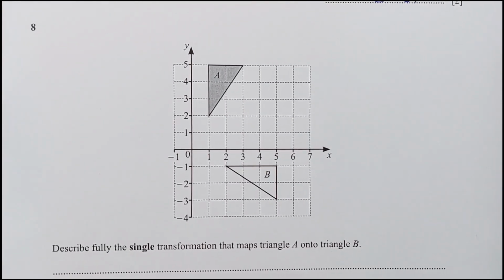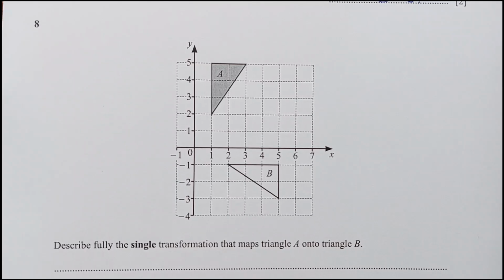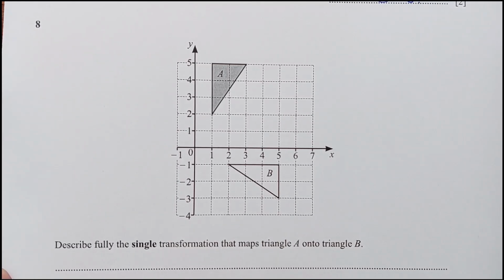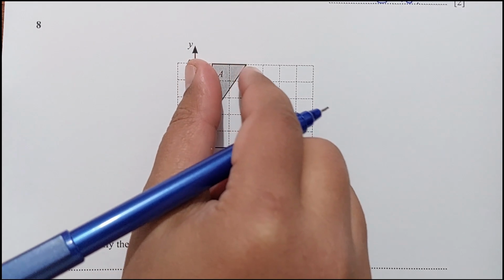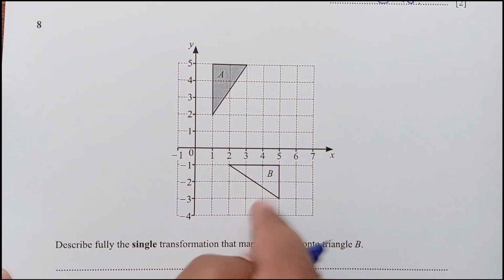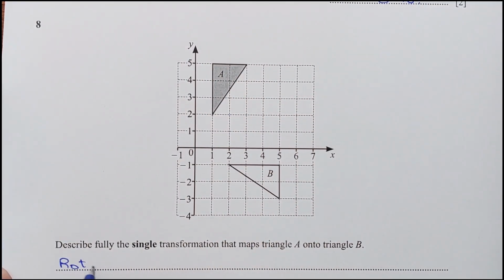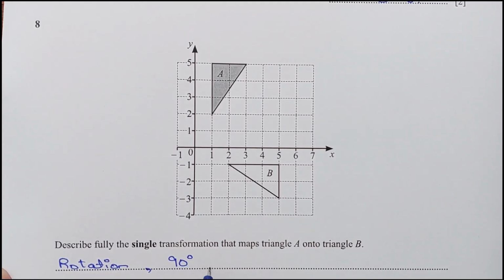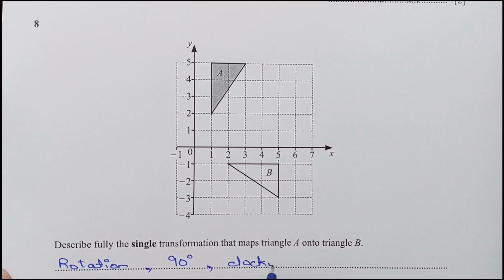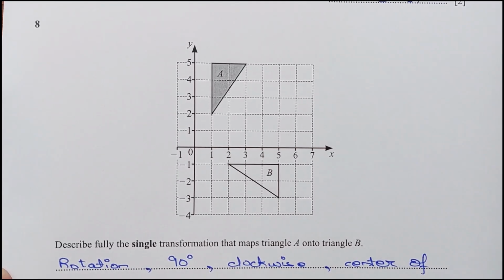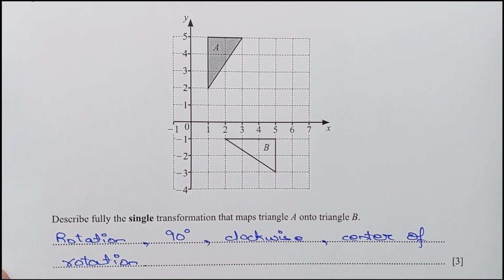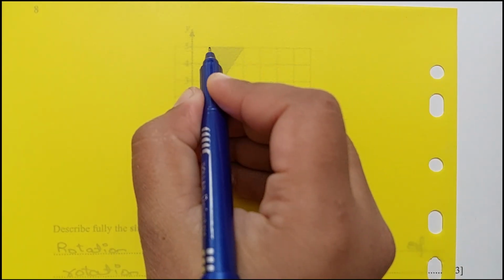Question number 8. Describe fully the single transformation that maps triangle A onto triangle B. This is triangle A and it is a rotation. The rotation is 90 degrees and the orientation is clockwise. Now let me find the center of rotation. Let me use tracing paper to get the center of rotation. Let me trace triangle A.